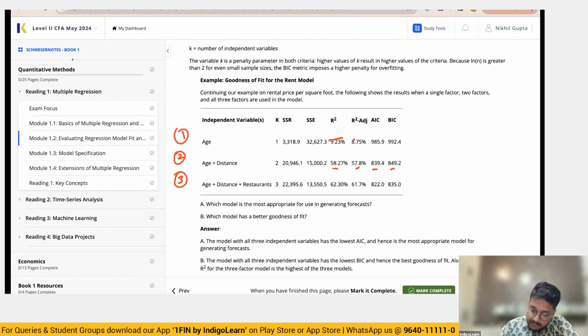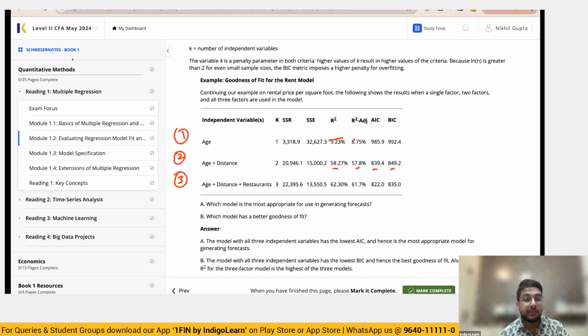So in that case, this is less than this. This is less than this. And this is also less. The AIC and BIC are falling. That is a good indication.